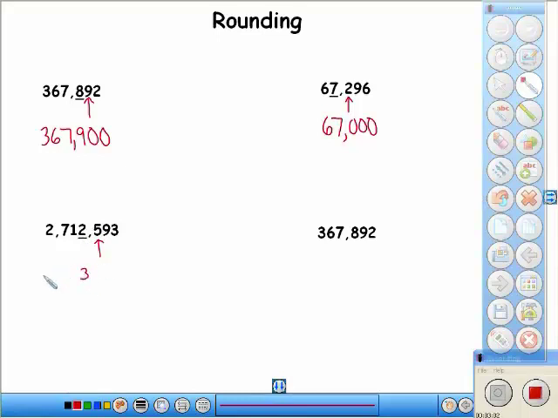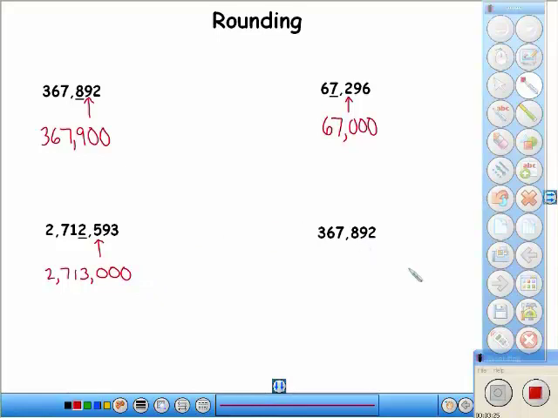And everything to the left, what do we do to that? Keep it the same. Keep the 1, the 7, and the 2 the same. And everything, let me put my comma in there, everything to the right, these 3 digits, will become what? Zeros. Good. Those will all become zeros. Okay? Now let's look at this last one.